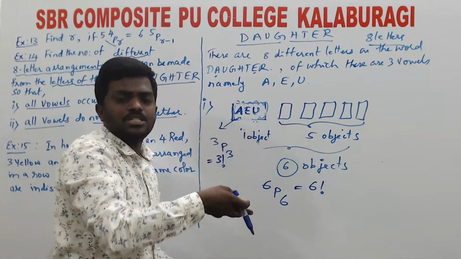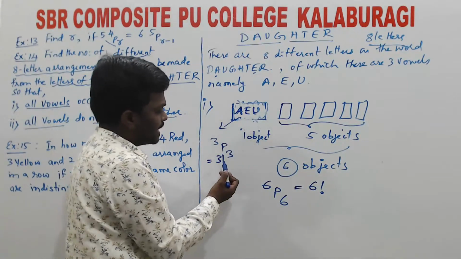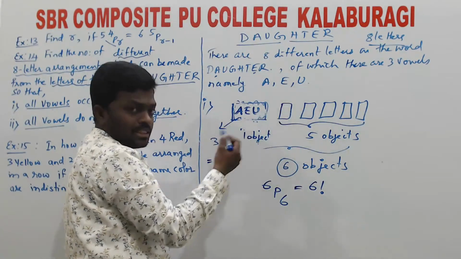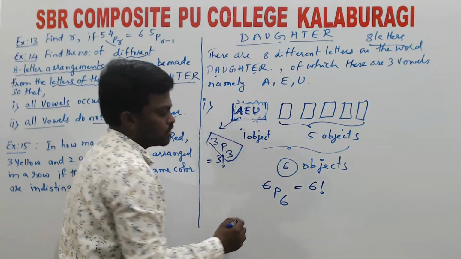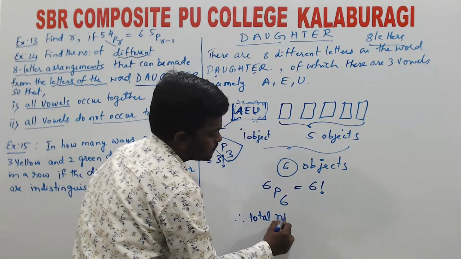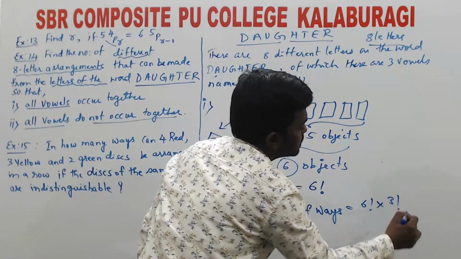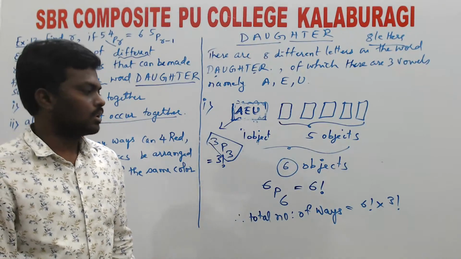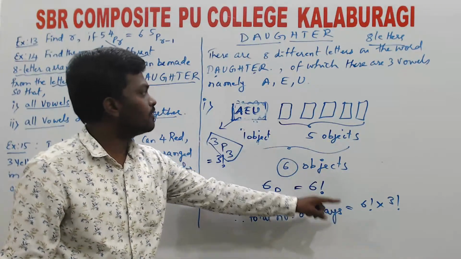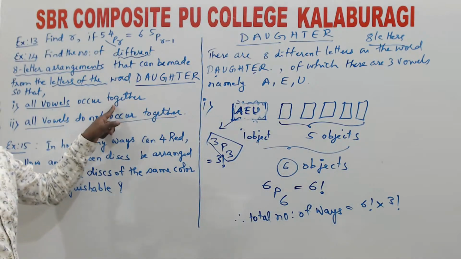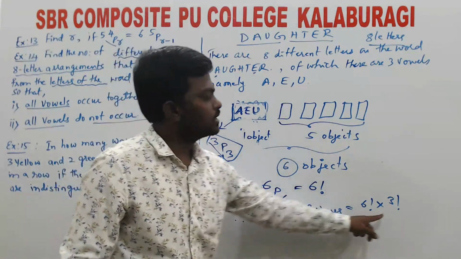There is no rule that A must be first, E must be second, and U must be third. They can arrange among themselves also, right? So that is our 3. And still the work is in progress. So I have to arrange these also 3 ways. So hence the total number of ways is equal to, by multiplication principle, 6 factorial into 3 factorial. By simplifying we'll get an answer. Okay, we shall see that. So the total number of ways of arranging vowels together is 6P6 into 3P3, or 6 factorial into 3 factorial.